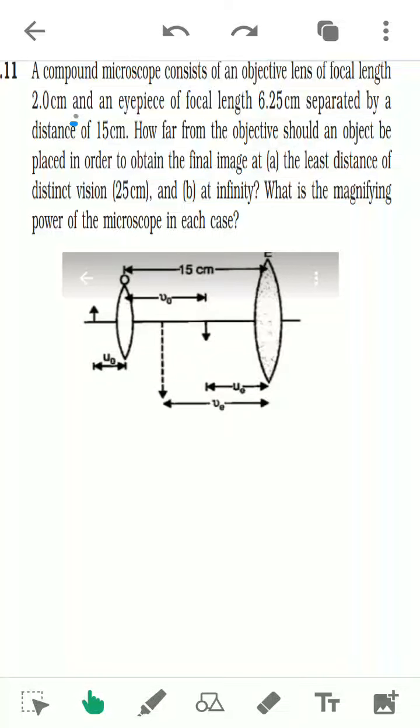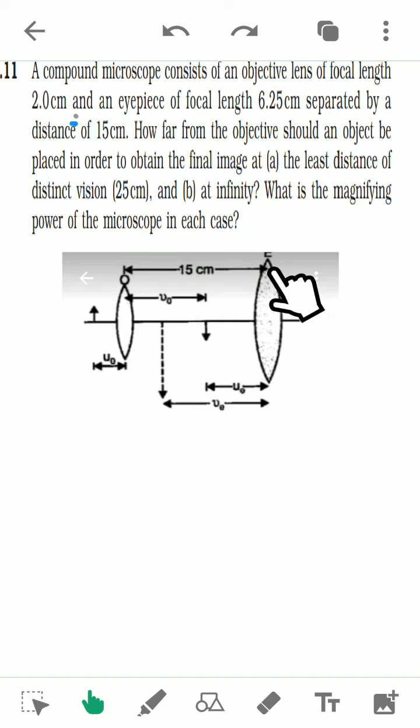Today we will solve one question of compound microscope. In this question it's given the focal length of the objective lens is 2 cm and the focal length of the eyepiece is 6.25 cm. Then the distance between these two lenses is given, that is 15 cm.